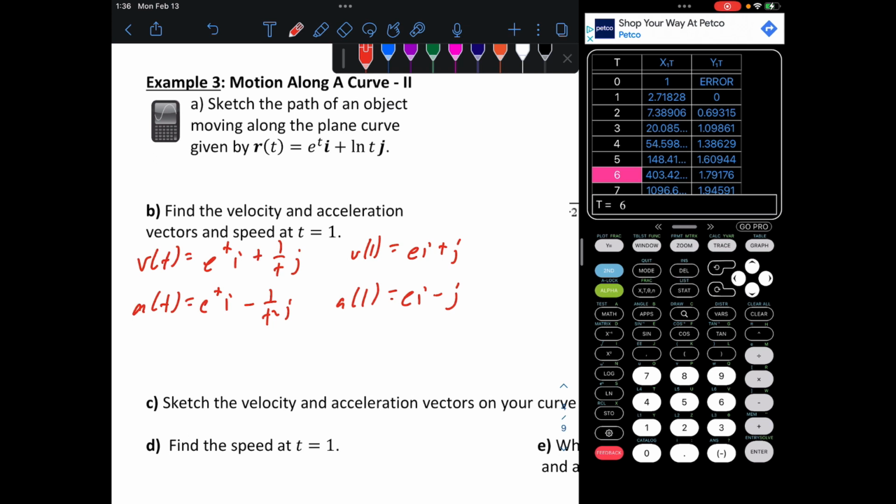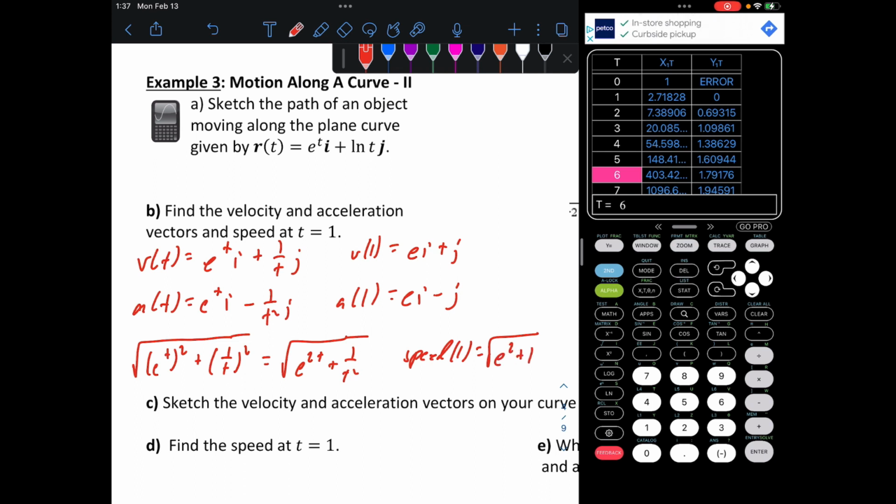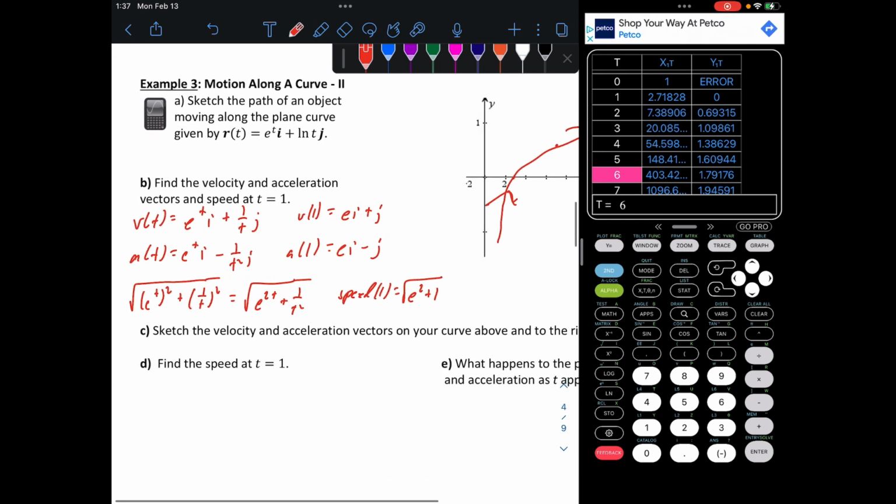Okay, and then the speed at that point, so speed would be root e to the t squared plus 1 over t squared. So that's root e to the 2t plus 1 over t squared. So at 1, that would be root e squared plus 1, which is actually what we're being asked to do again in D.